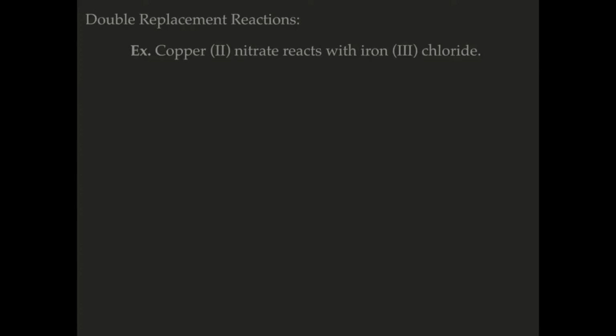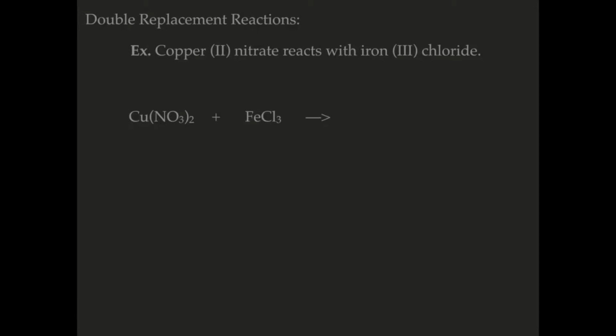So in this problem, it tells me I have copper 2 nitrate and it reacts with iron 3 chloride. So I'm going to write these formulas. Copper's charge is +2, nitrate is -1, and so the formula for this would be CuNO3. Now that's going to react with iron 3 chloride. So again, I cross my charges and I would get FeCl3. And now I've got to figure out what my products are.